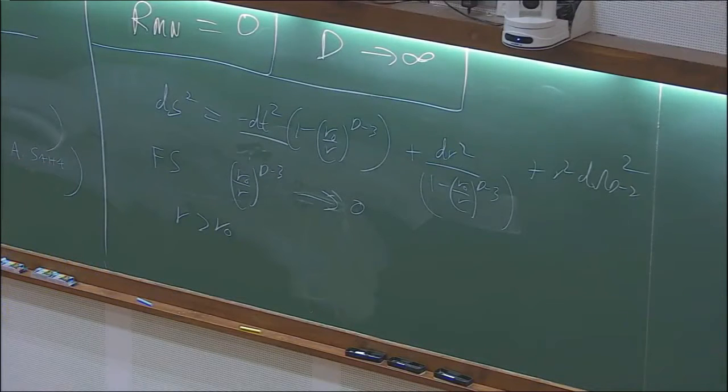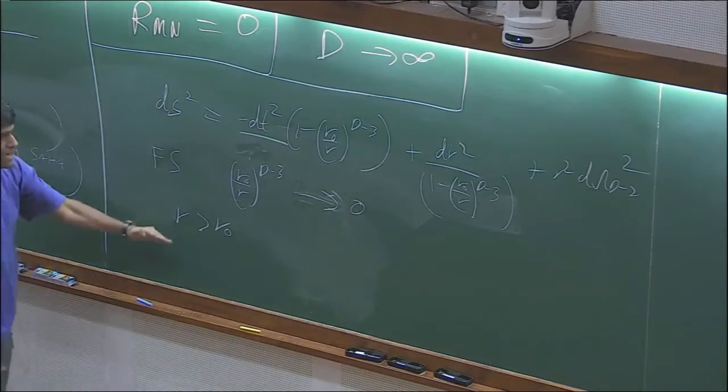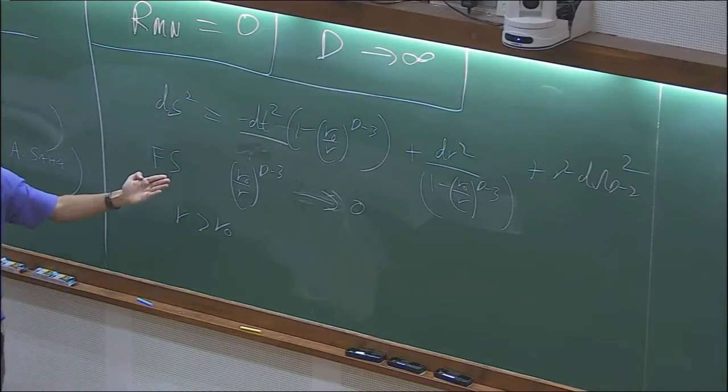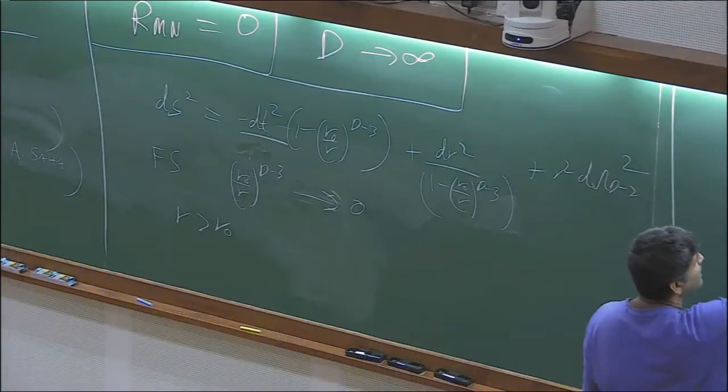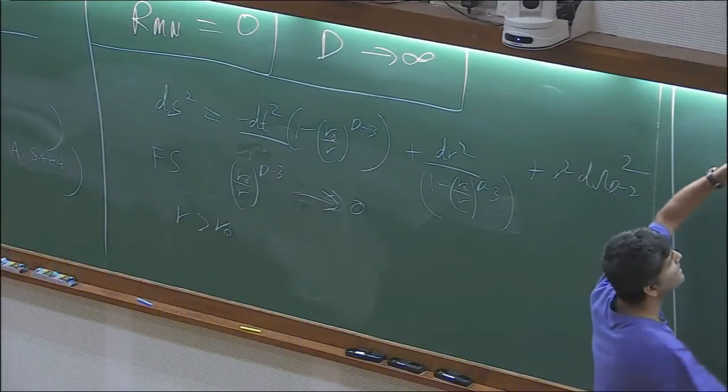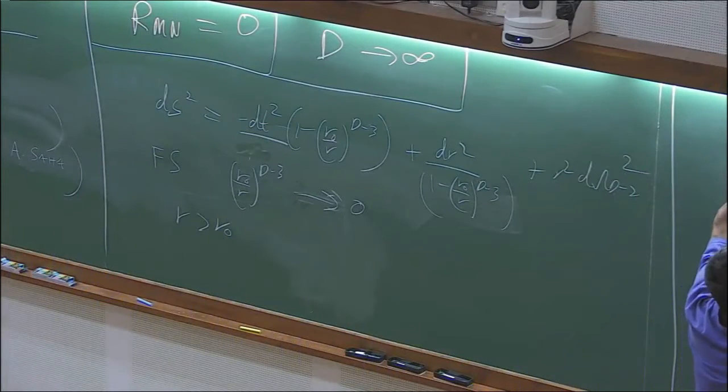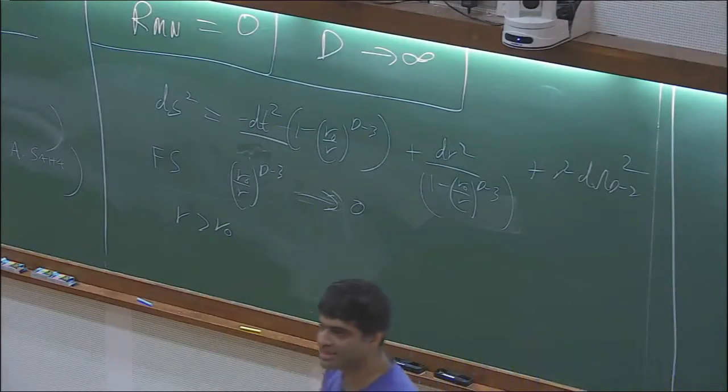Okay, so the first thing that we see is that a black hole solution in flat space has a big region in the D goes to infinity limit: everywhere outside r₀, r greater than r₀ and held fixed as D goes to infinity, is just flat space in the strict D goes to infinity limit. That's already sort of strange and interesting.